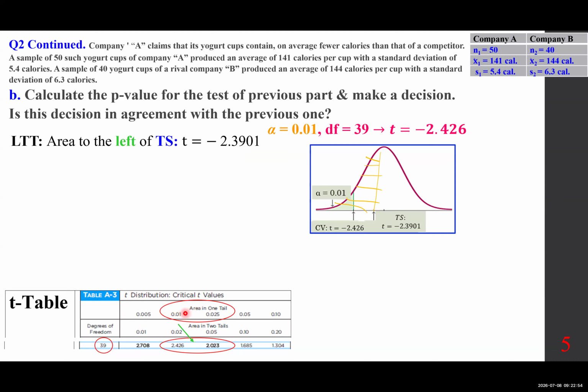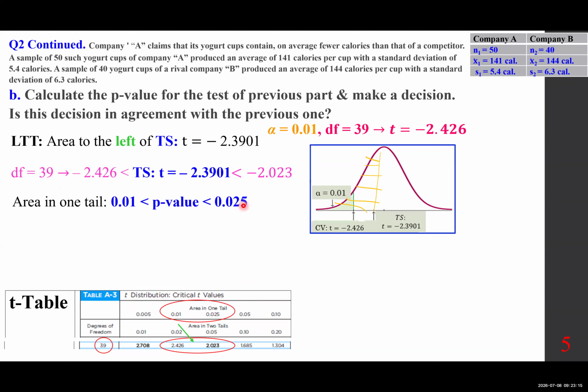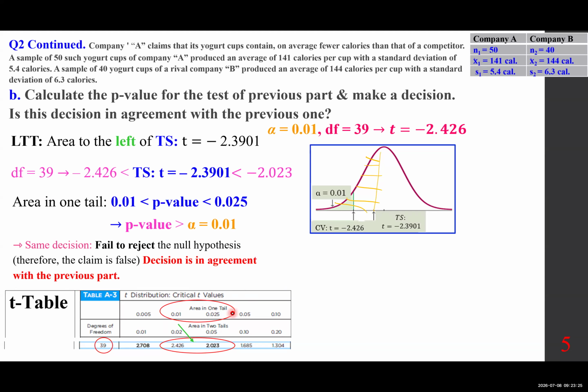Now, if it's between 0.01 and 0.025, definitely larger than alpha of 0.01. So degrees of freedom is 39. Test statistic of negative 2.3901 is between these two numbers. Remember, positive or negative concept is understood. P-value is between these two values, clearly larger than alpha of 0.01. Same decision: fail to reject the null hypothesis. And the decision is in agreement.